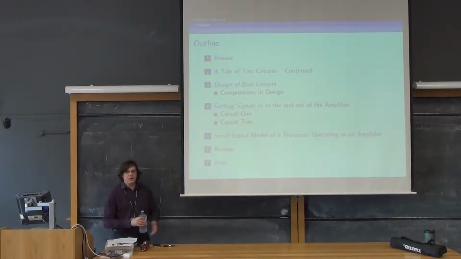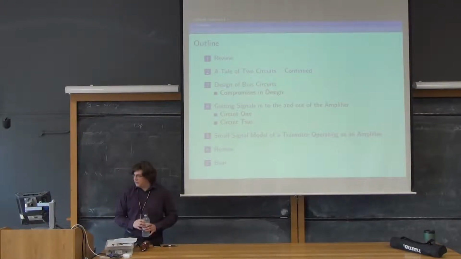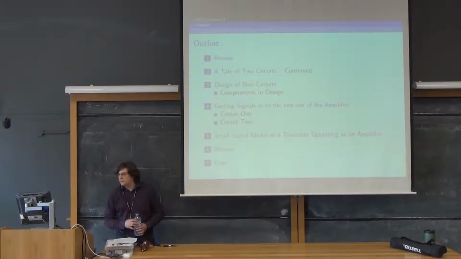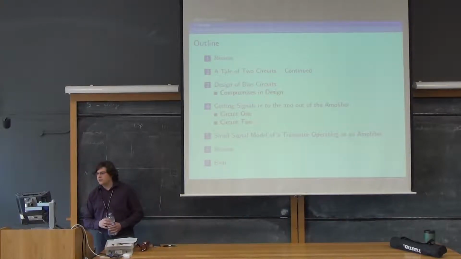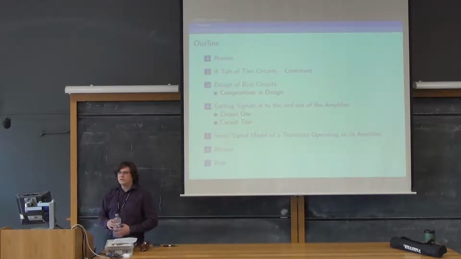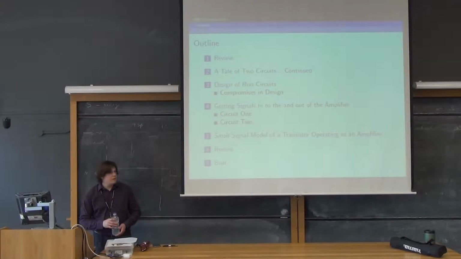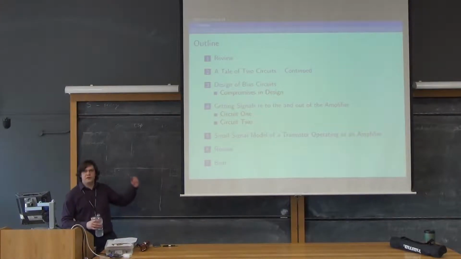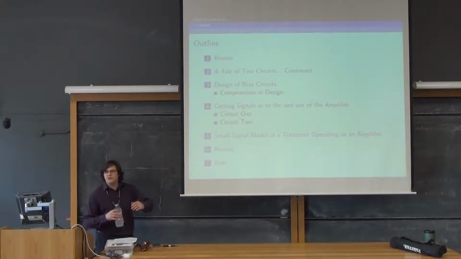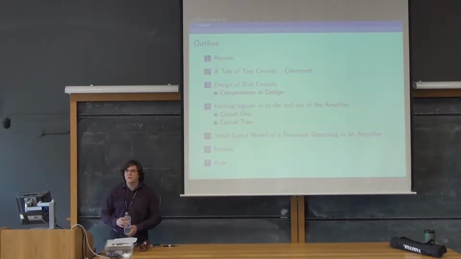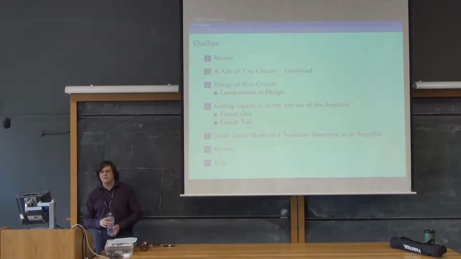And then we actually analysed the circuit, and we're going to begin this lecture by continuing our tale of two circuits, and then we'll spend the middle part of the lecture discussing compromises that you have to make in biasing circuits. And you may remember I drew something in the other theatre on this board which described the signals and where they're allowed to be and not allowed to be to keep the transistor in its forward active region, and there'll be a little bit more of that.